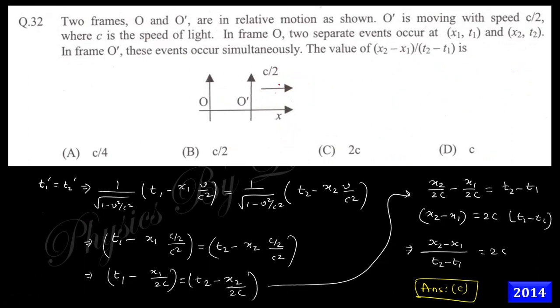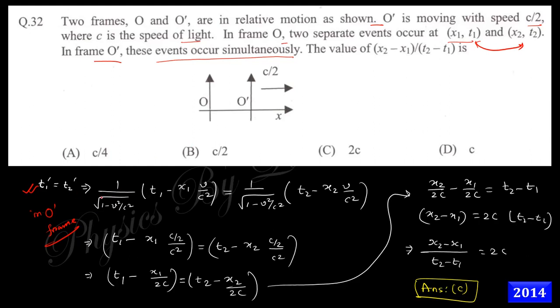Two frames O and O prime are in relative motion. O prime is moving with speed c by 2, where c is the speed of light in frame O. There are two separate events, x1 t1 and x2 t2, but in frame O prime these events occur simultaneously. Simultaneously means these two occur at the same time. So t1 prime equals t2 prime in the O prime frame.